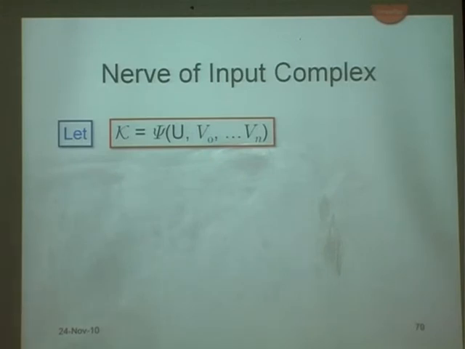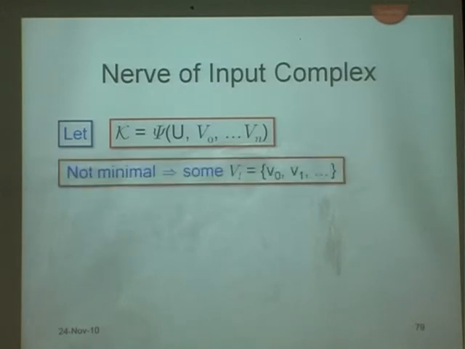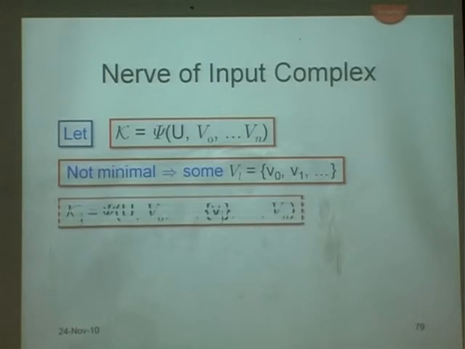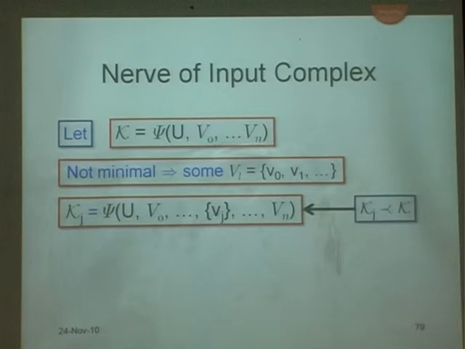So let's look at the nerve of the input complex. Just as before, we'll say K is a pseudosphere. We know it's not minimal, so some V sub L has more than one element. We'll do the exact same trick we did before. We take K sub J to be the pseudosphere where we replace the big V sub J with a singleton set. And this K sub J is less than K in the partial order.